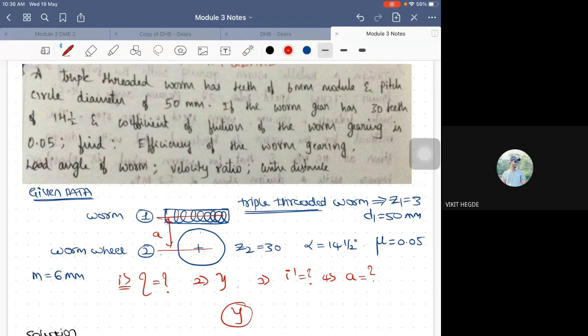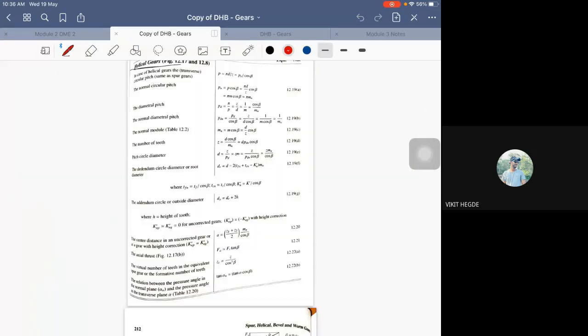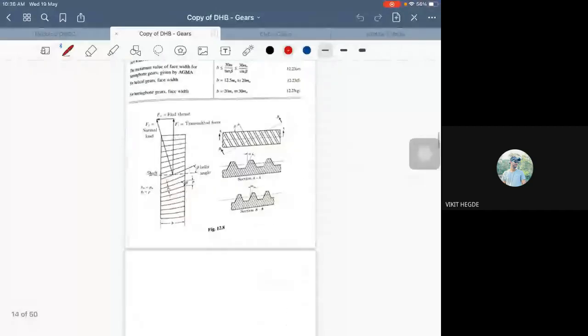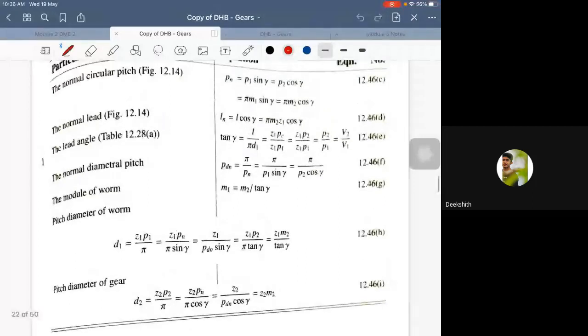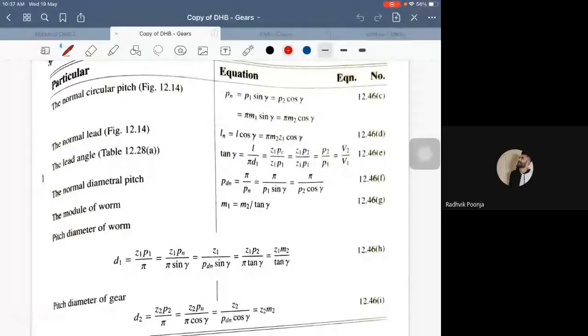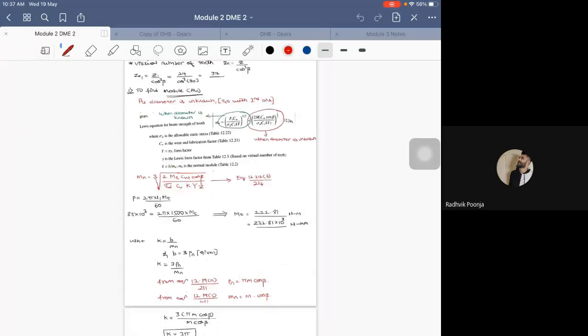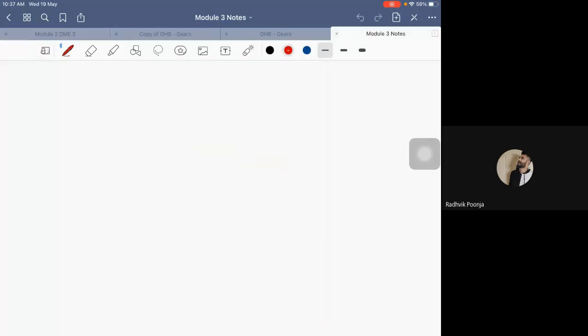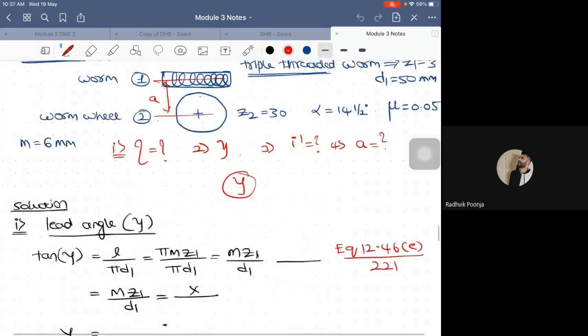Page 221, equation number 12.28. What does it say? Page 221. Yes, sir. Equation 12.46. So I can use this expression. I would take that particular thing.